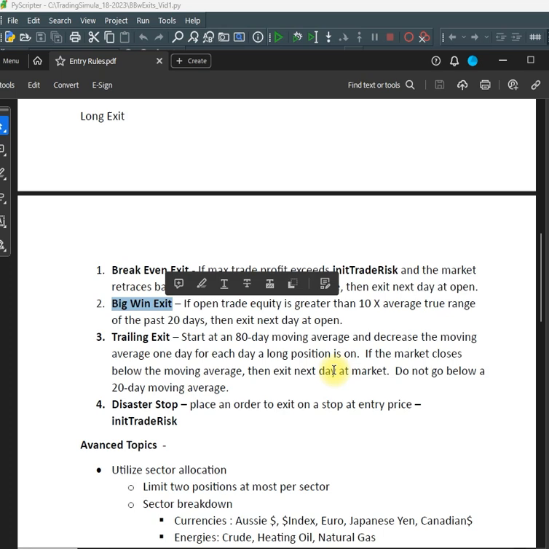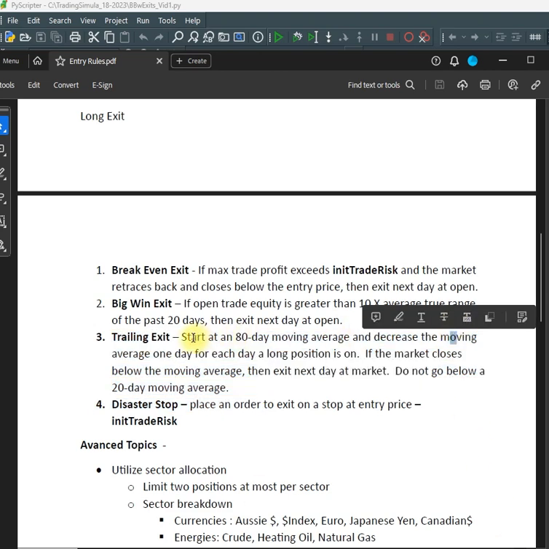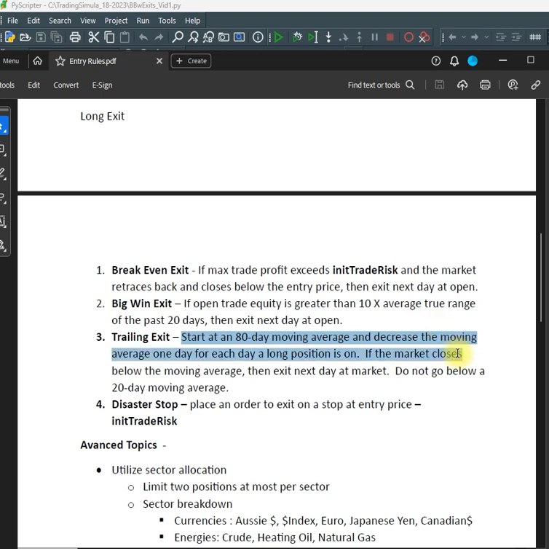Okay, we're going to have a trailing exit. We're going to start at the 80-day moving average and decrease the moving average. I need to highlight this when I'm talking. Sorry about that, guys. Start at the 80-day moving average and decrease the moving average 1 day for each day a long position is on. If the market closes below the moving average that you've calculated based on the trailing bars, then we exit next day at market. Do not go below a 20-day moving average.